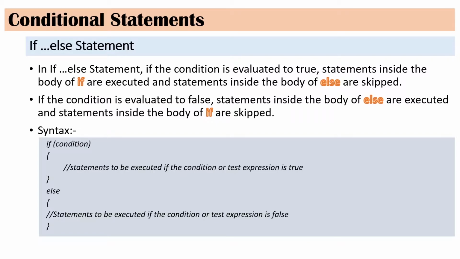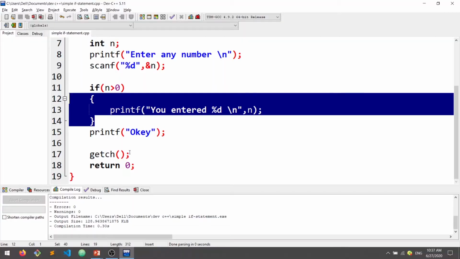It means if the condition is true, then this block of code will be executed. If the condition is false, this block of code will be executed. In other words, if this condition is evaluated true, then this block of code will be executed and this block of code is skipped from execution. And if the condition is evaluated false, then this block of code will be skipped from execution and this block of code will be executed. So don't be confused. I will explain this concept of the if-else statement with the help of a program example.